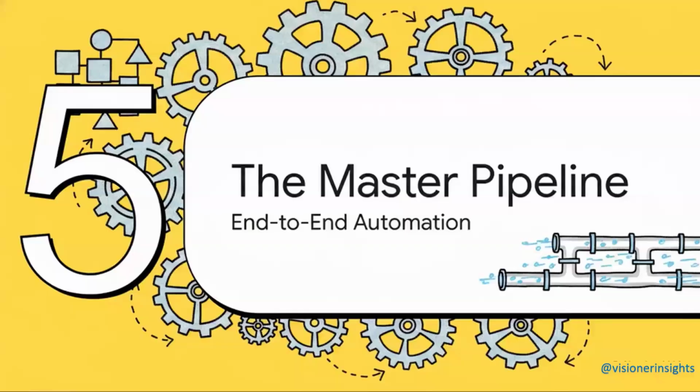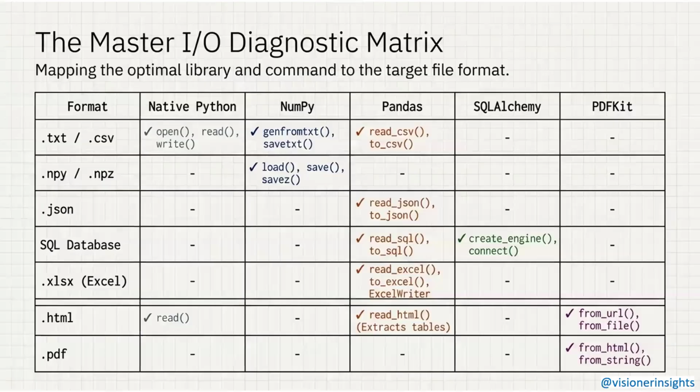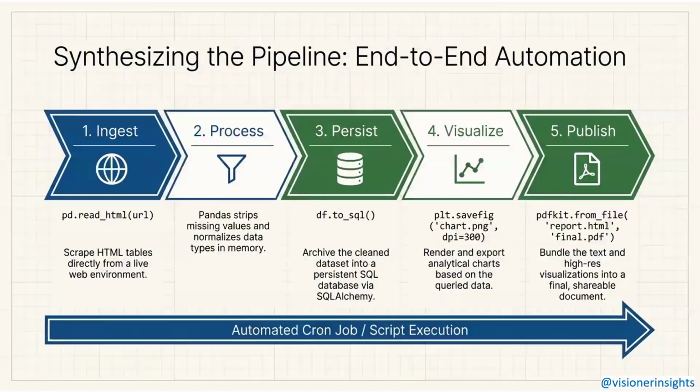And finally, Section 5, the master pipeline, synthesizing our end-to-end automation. Look, whenever you face a new data challenge, just refer back to this master I/O diagnostic matrix. It removes all the guesswork by instantly mapping your target file format, whether it's a CSV, an SQL database, or an HTML table, with the single most optimized library and the exact required command. Notice how Pandas completely dominates tabular data, while native Python and NumPy hold down the fort for raw text and binary formats.